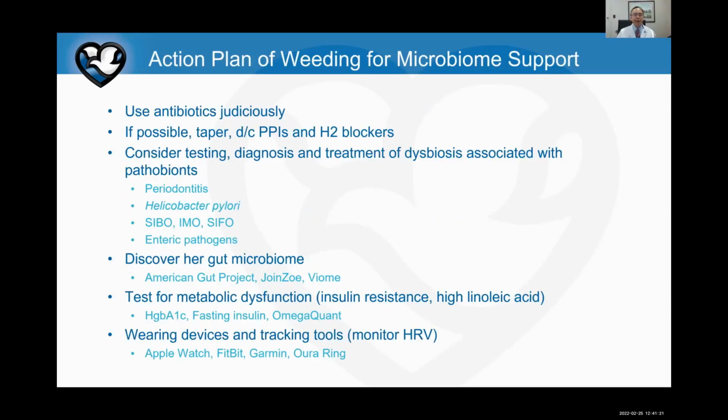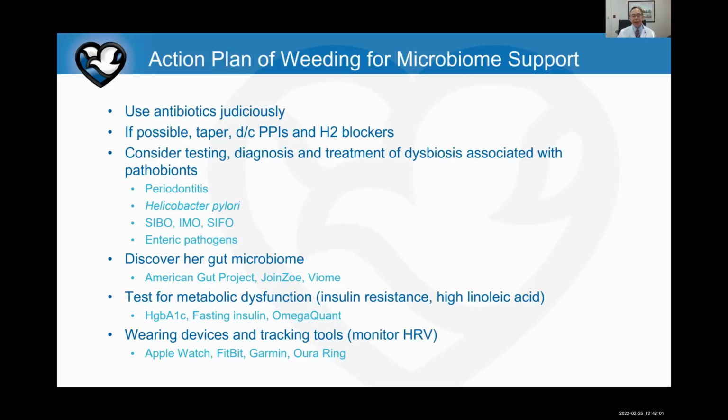Additional interventions, use antibiotics judiciously. If possible, taper, discontinue the acid blockers. Consider testing, diagnosis, and treatment of those conditions associated with dysbiosis, starting with the mouth, the periodontitis, see your dentist regularly. In the stomach, Helicobacter pylori, small intestinal bacterial overgrowth. A new term, intestinal methanogenic overgrowth. Those archaea overgrowing your small bowel, leading to constipation. And then you can see small intestinal fungal overgrowth as well. And then sometimes having to test for enteric pathogens. You may want to discover your gut microbiome.